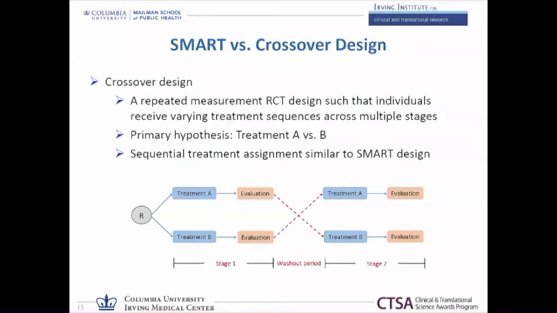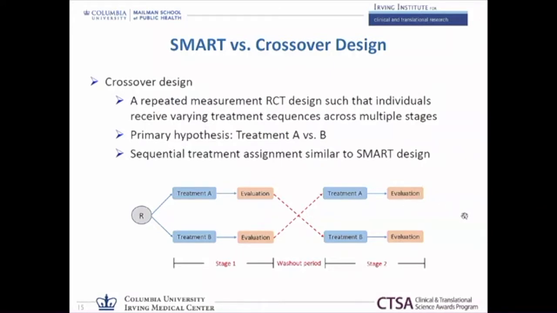First we'll look at the crossover design, which is a repeated-measure randomized clinical trial design in which each individual in the study will receive varying treatment sequences across multiple stages. Here is an example of a crossover study comparing fixed treatments A and B. At the beginning of stage 1, patients are randomized to receive A or B. At the end of stage 1, the primary outcome is measured for each patient, and then patients switch from A to B or from B to A at stage 2 and repeat the same story at the second stage.